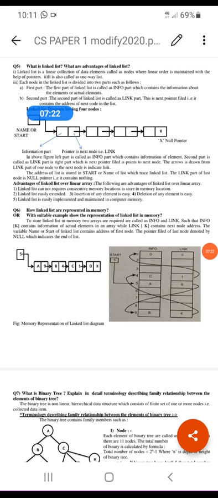So friends, today we learned these two structures: one is the linear array and the other is the linked list. In the next lecture we will look at the hierarchical data structure called tree.